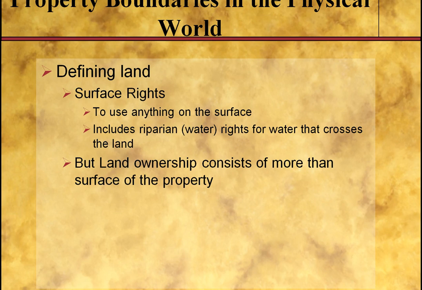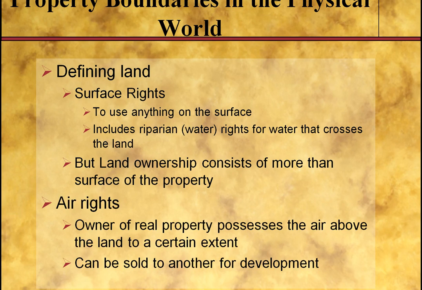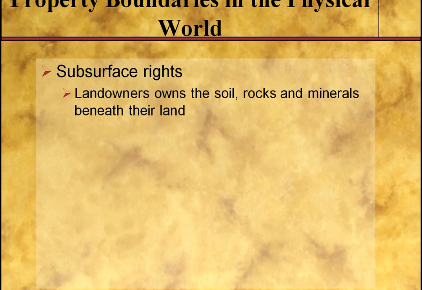But land ownership consists of more than the surface. You can have the air rights above the land. Now, it doesn't go infinitely high, but when you're talking about places like New York or San Francisco, other congested areas, those air rights have a lot of value because somebody can actually build over your house, as they've done by Times Square in New York City.